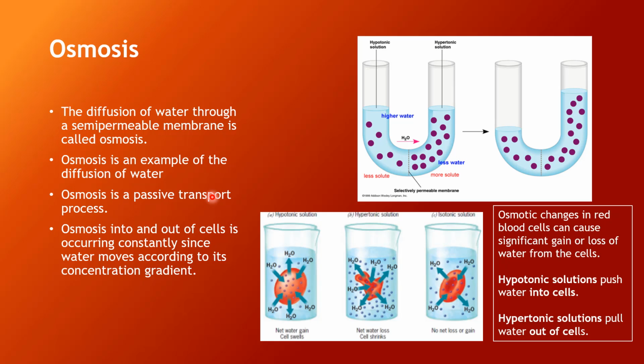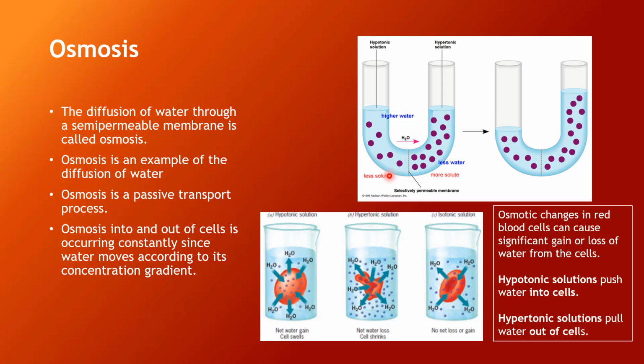Osmosis is the diffusion of water through a semi-permeable membrane. It is a passive transport system. It does not require energy in the form of ATP. If we look at the first diagram, we have a U-shaped tube, and in the middle of the tube, we have a membrane representing a selectively permeable membrane, such as our cell's membrane. That selectively permeable membrane means that there are certain molecules that could cross the membrane and certain molecules that can't.